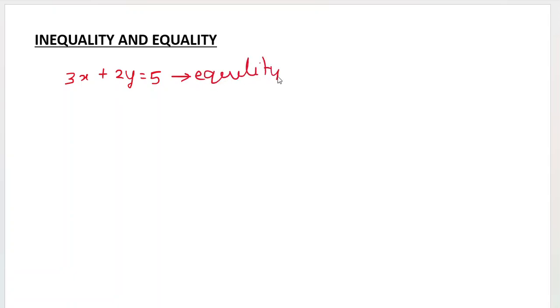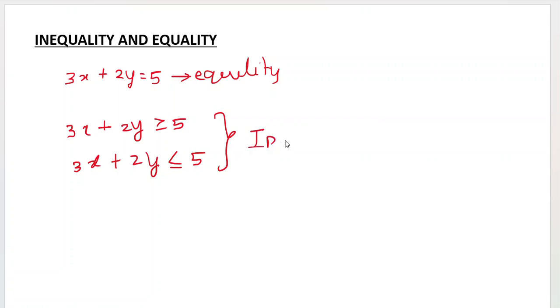And what is an inequality? Something which does not have an equal to sign. Say 3x plus 2y greater than or equal to 5, or 3x plus 2y less than or equal to 5. All these are called inequalities. So anything which has an equal to sign is called an equality, and anything which has inequality signs is called an inequality.